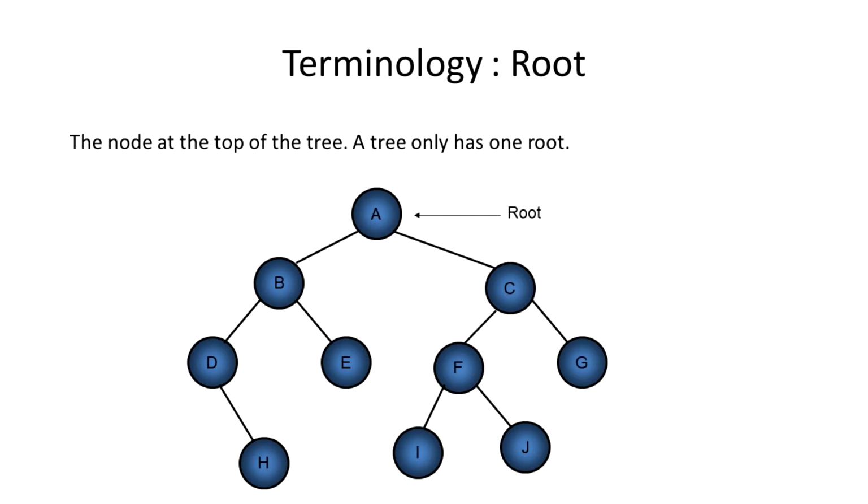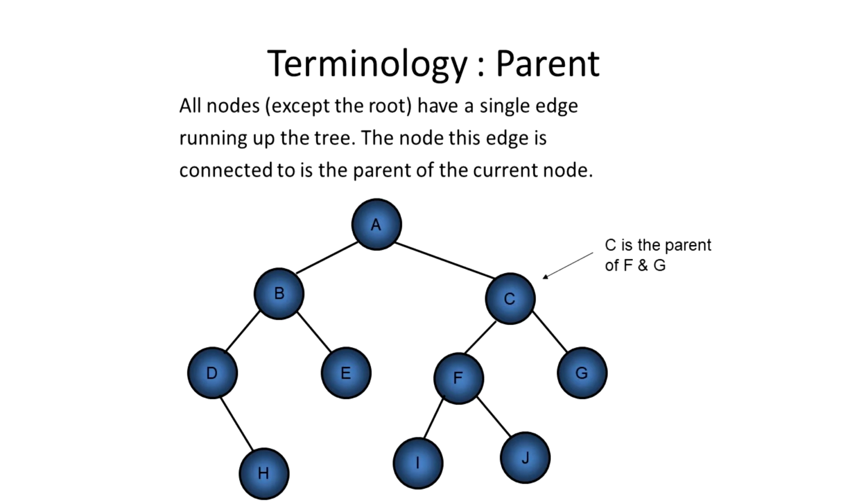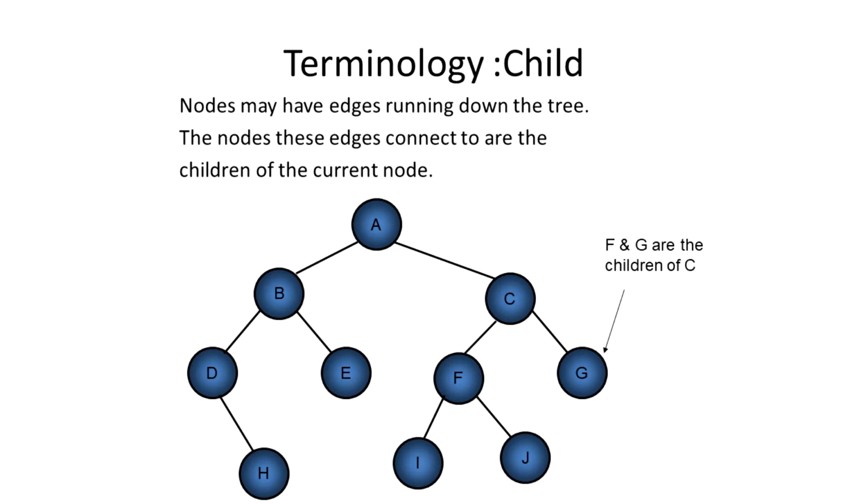Next, we should know that the root of the tree is the node at the top of the tree, which is A in this case. Unlike physical trees, which grow outside and have an entire root network, the tree data structure only has one root node. And the tree data structure also refers to nodes as either being parents or children. We can see here that the node C is the parent of nodes F and G. And likewise, nodes F and G are children of the node C.